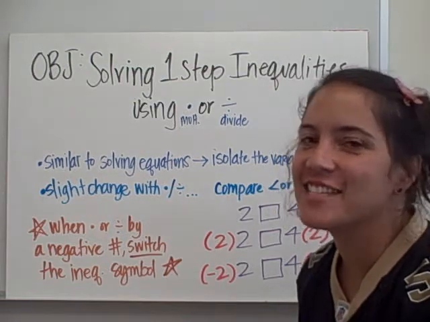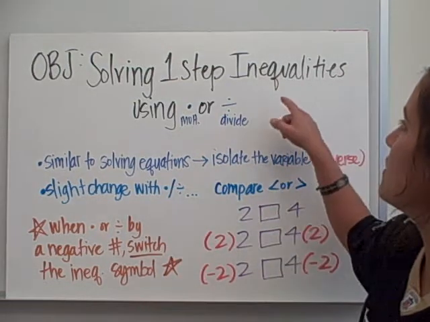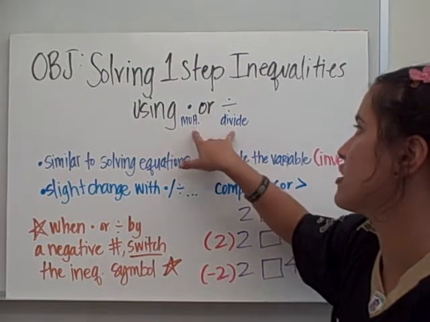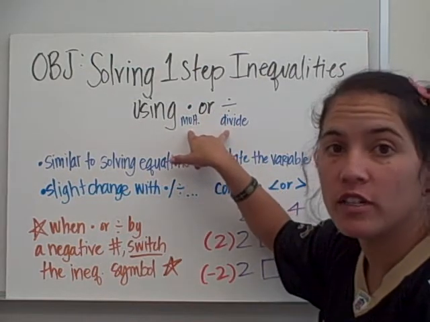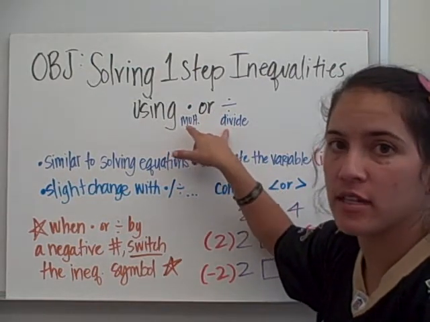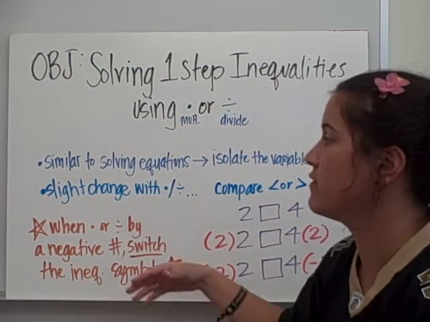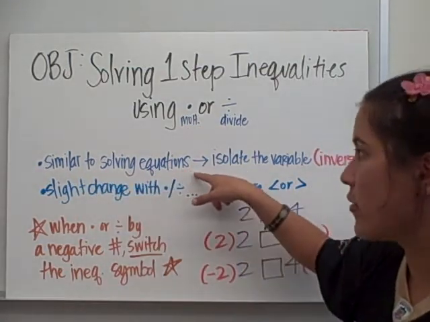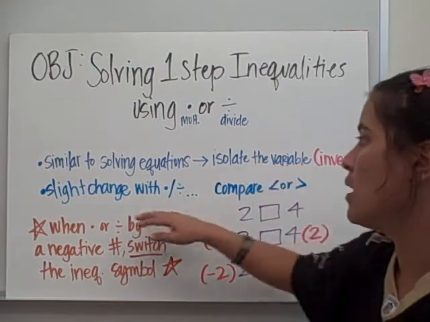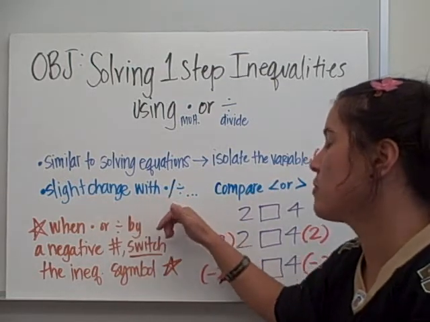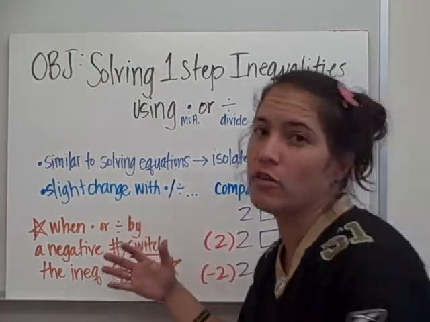Hey y'all, today's objective is solving one-step inequalities using multiplication or division. You've already done one step with adding and subtracting, so now let's take it a step further, multiplying and dividing. It's similar to solving equations. You still want to isolate the variable, but there is a slight change with multiplying and dividing. So let me show you that slight change.